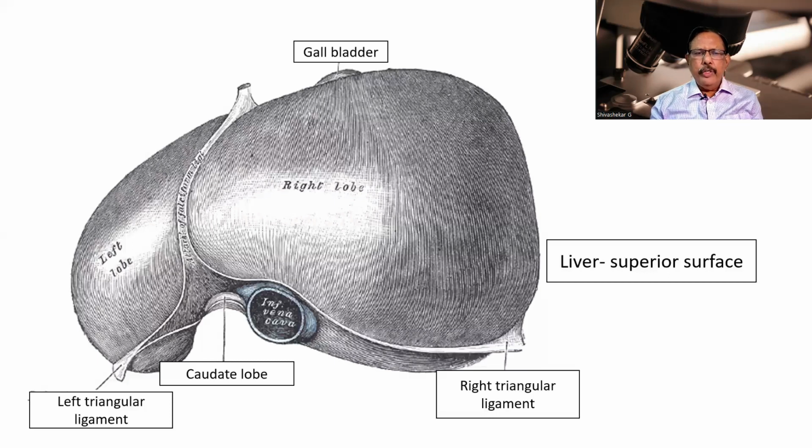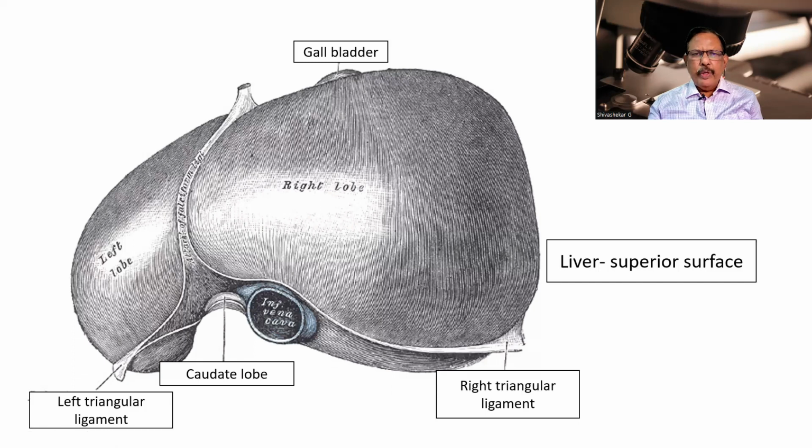I'm not going into the gross, but just a brief recapitulation. This is the liver and the superior surface that we are seeing. There is a right lobe and the left lobe. The caudate lobe is peeping out over here, and there is a gallbladder at the other end. Inferior vena cava could be made out, and these are the various ligaments I would like you to kindly see. The right triangular ligament and the left triangular ligament.